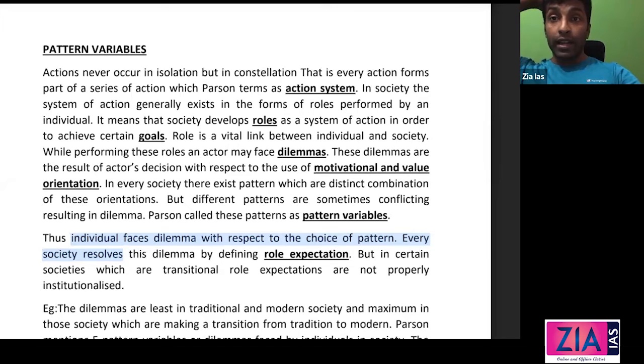Actions never occur in isolation, but in constellation. Guys, what does this mean? You are doing an action. It is not in isolation. It will always be in constellation. Which diagram was I drawing here, Archana? I've drawn diagram X, and will I be talking about Y or Z here? Does that make any sense when I'm drawing this and talking about this?